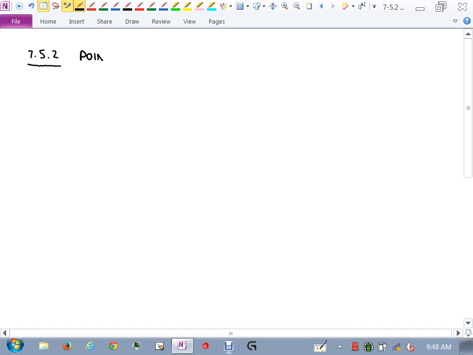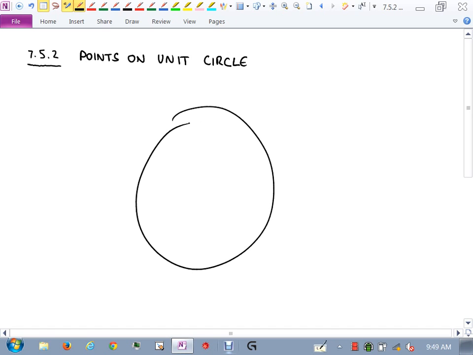Points on the unit circle. So you can keep your unit circle out because we're going to keep drawing and writing on it, okay? The one that I had you draw the angles.